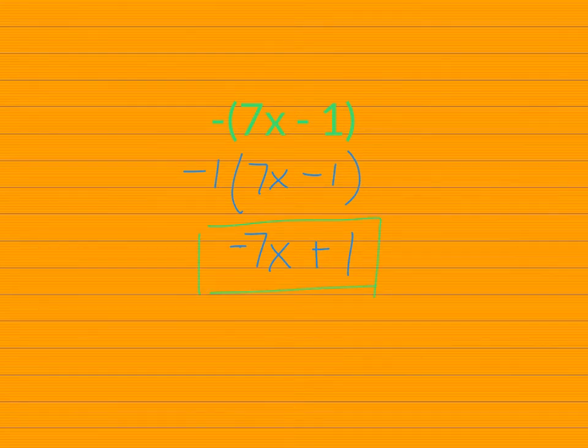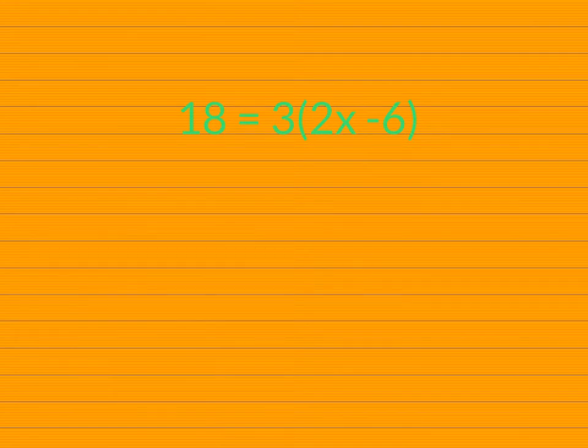Now let's get to solving. Here we have 18 equals 3 times (2x minus 6). Now I know that some of you are going to be a little upset about this 18 being out front. Remember, you can always rewrite this the other way. The equal sign is about balance. Whatever's on one side of the equal sign can move to either the beginning or the end as long as it stays together.